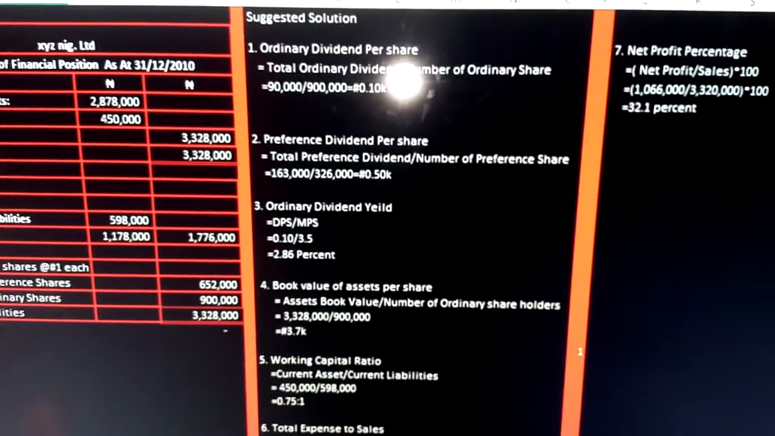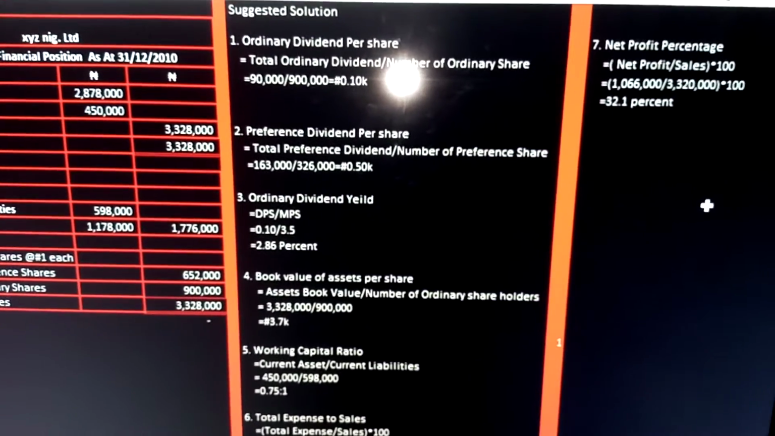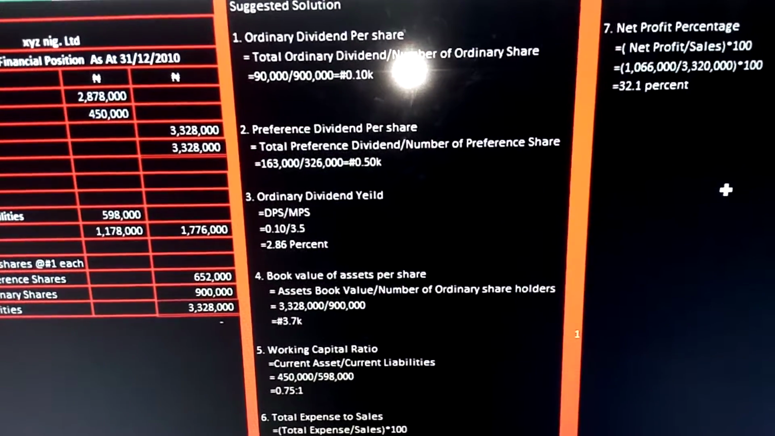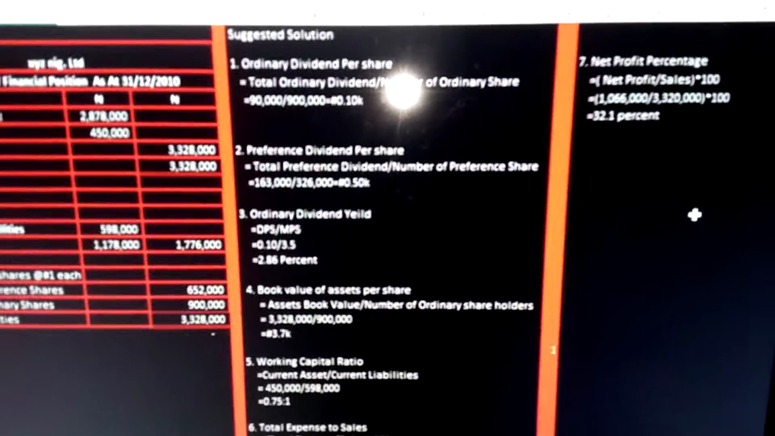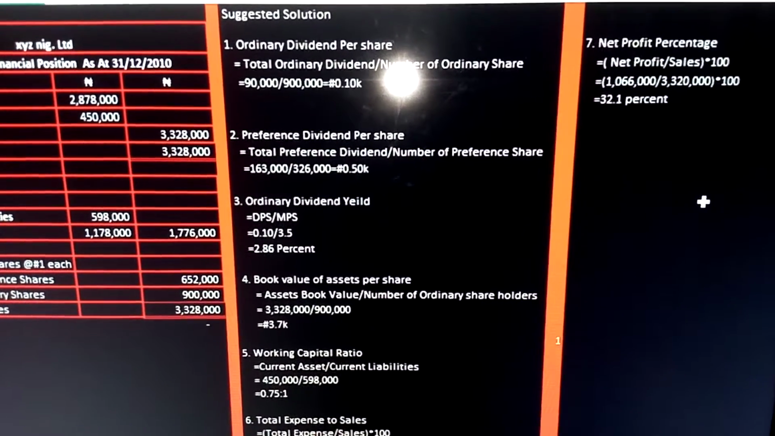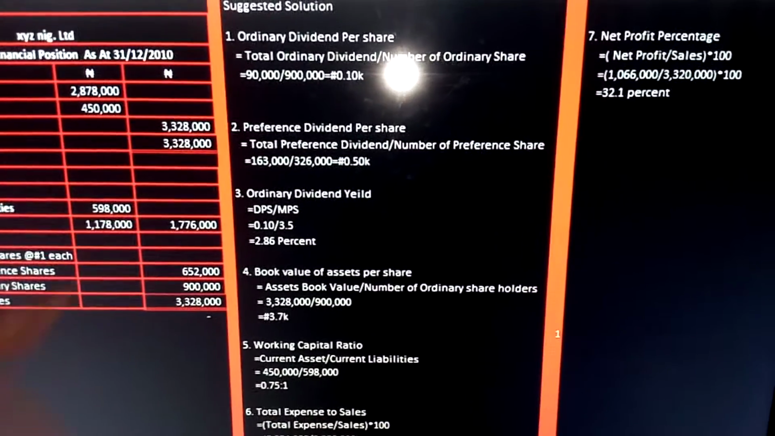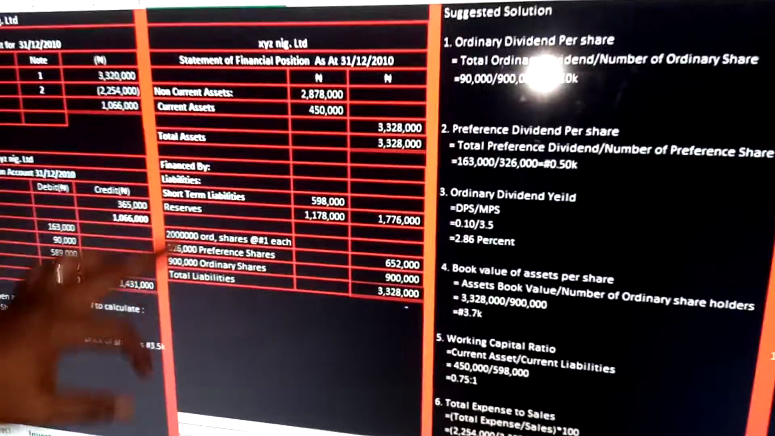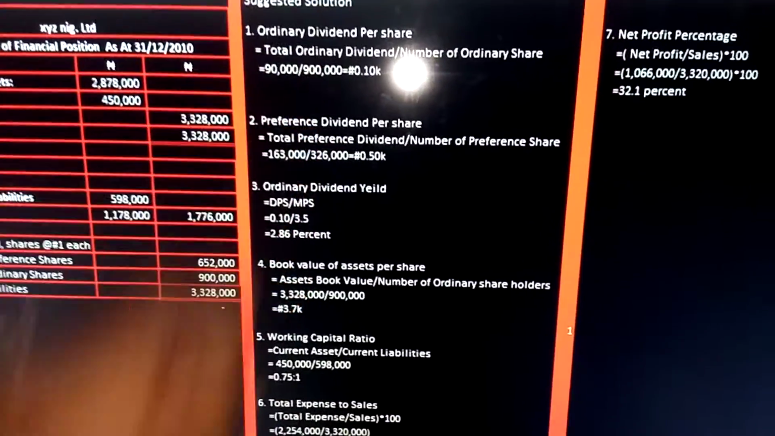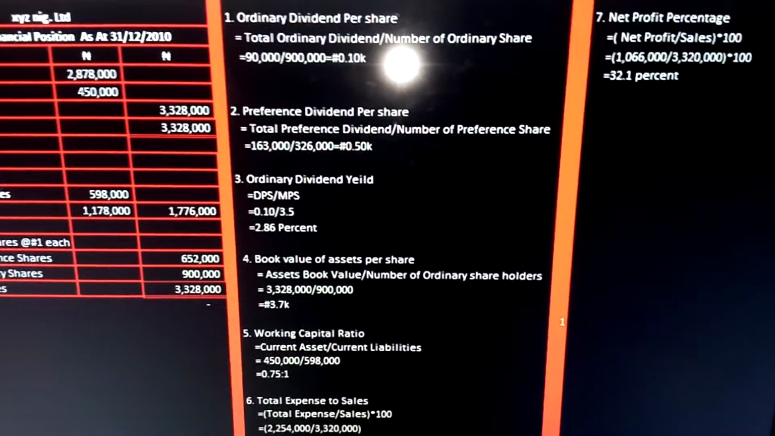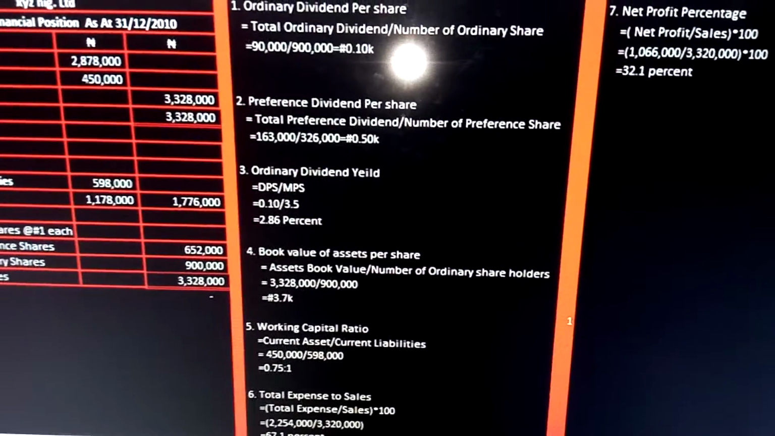Interpret. So basically the first one says ordinary dividend per share. So what's ordinary dividend per share? That will be total dividend divided by number of ordinary shares. So from the question, what's our total dividends? Look at it here. 90,000. So what is the number of ordinary shares? Go to your balance sheet. 900,000 ordinary shares. So let's divide 90,000 divided by 900,000. You have what? 10 kobo. So dividend per share is 10 kobo.